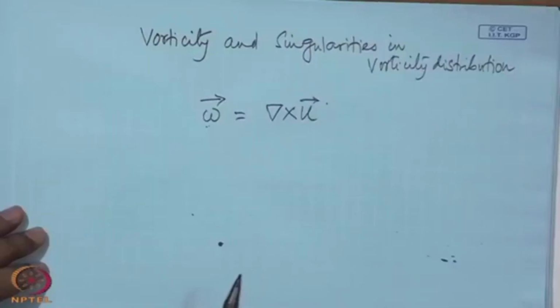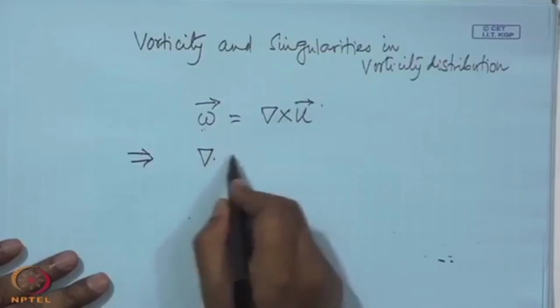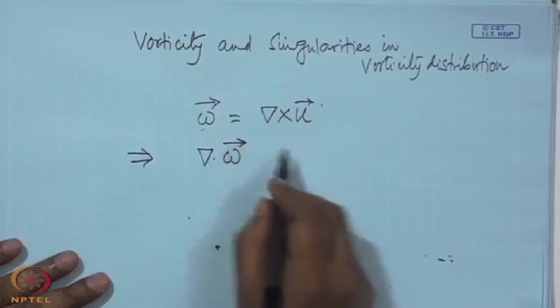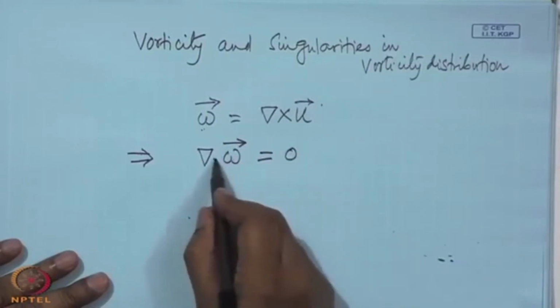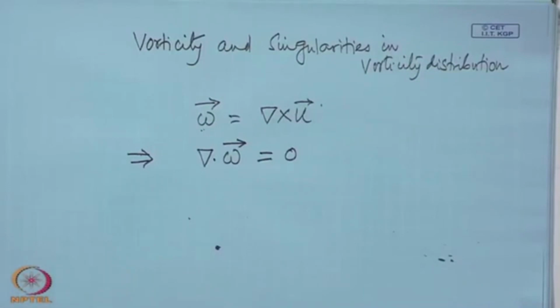Now, see this vorticity is the curl of another vector, and it is a mathematical identity: the divergence of a curl is always 0. You can try it, just check divergence and curl. So this implies divergence of omega equal to 0, and right now we will see the significance of this.